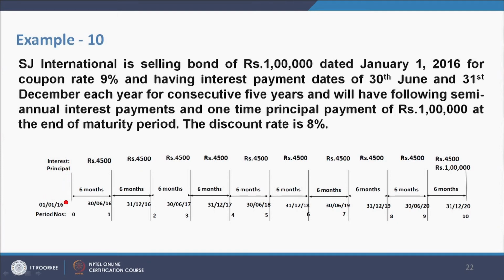So, here at the first period, which is 6 months away from the t equal to 0 timeline, that is on 30/6/16, 4500 will be paid, and then after 6 months again 4500 will be paid, and this will move till the 10th period comes, where 4500 plus 1 lakh will be paid. Let us see the solution.